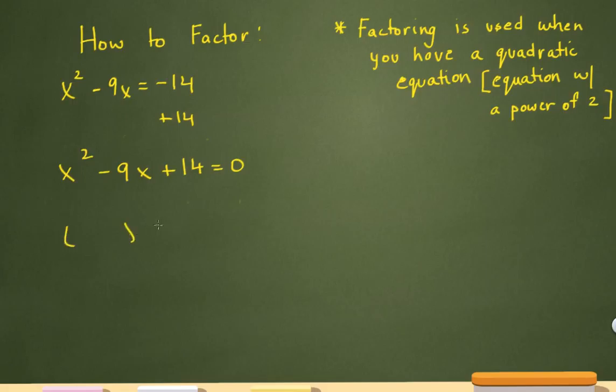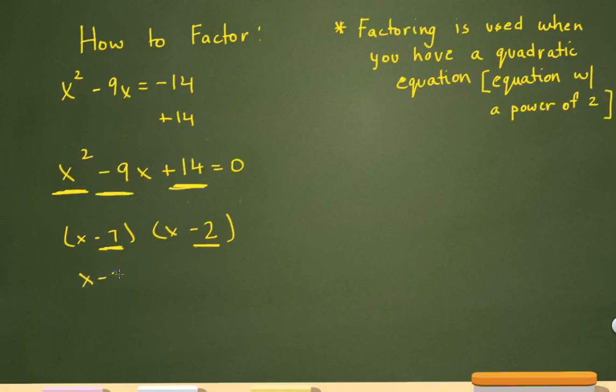Now in this case, I have my x and x over here because that needs to multiply out to x squared. But the number over here needs to give me positive 14. But when I add and subtract, it needs to give me negative 9. Negative 7 and negative 2. Negative 2 times negative 7 will give me positive 14. But when I add them, negative 7 and negative 2 over here will give me negative 9.